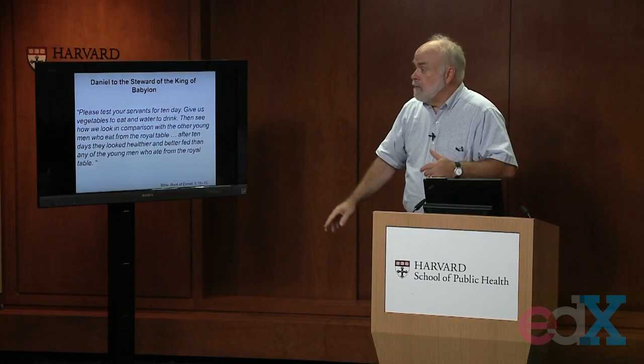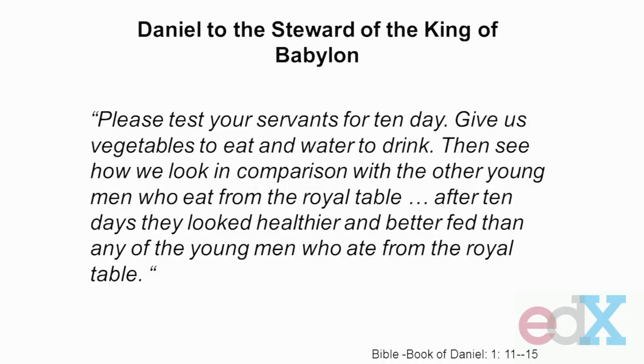So speaking to the steward of the king of Babylon, he said, "Please test your servants," meaning myself and my colleagues, "for 10 days. Give us vegetables to eat and water to drink. Then see how we look in comparison to other young men who eat from the royal table." After 10 days, they looked healthier and better fed than any of the young men who ate from the royal table. So this is the classic example of an epidemiologic study, comparing two diets.